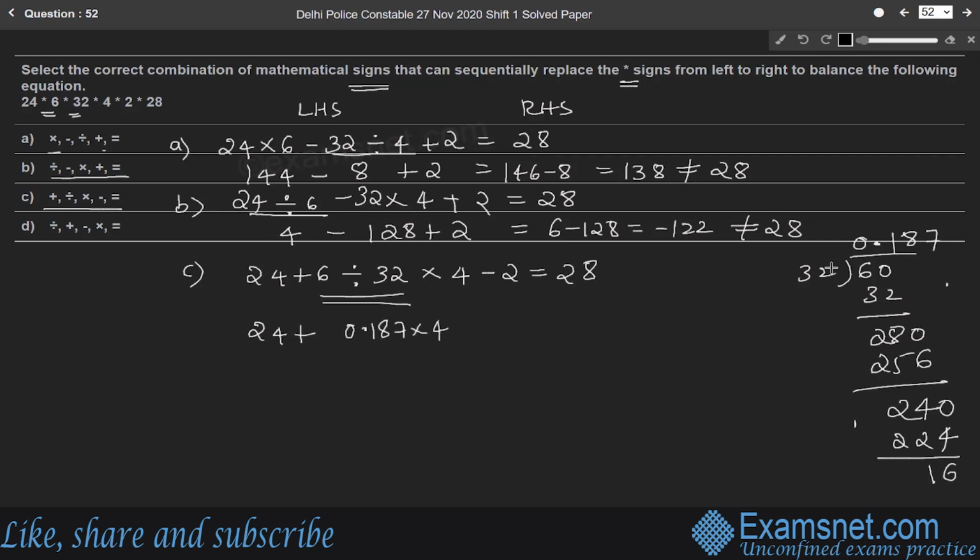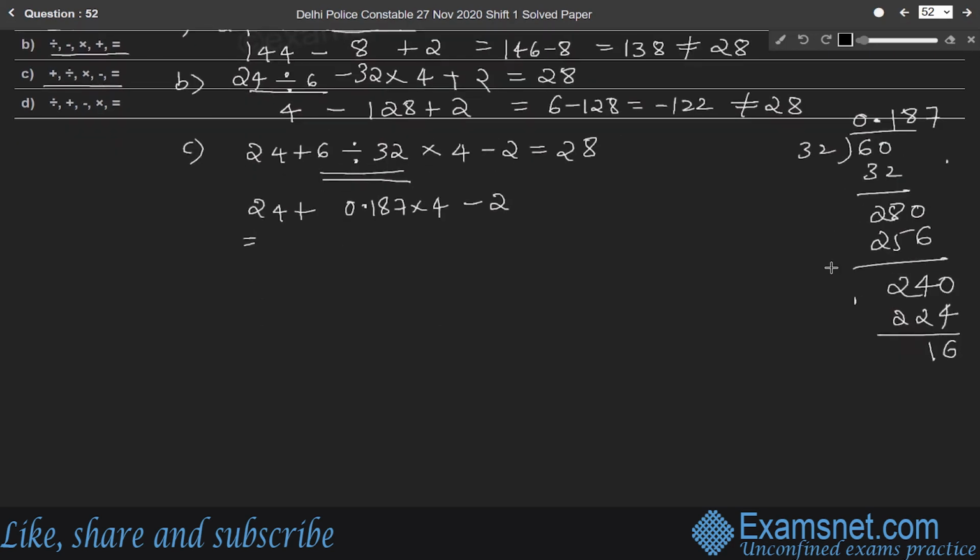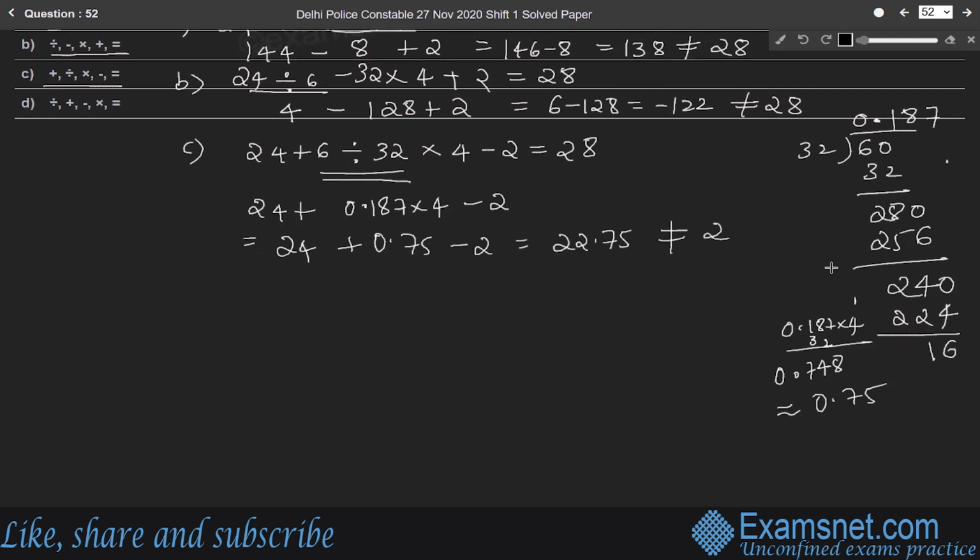0.187 into 4 minus 2 is equal to here. So 0.187 into 4 is equal to 0.748, which is nearly equal to 0.75. Therefore, we can write 24 plus 0.75 minus 2, which is 22.75, which is not equal to RHS.